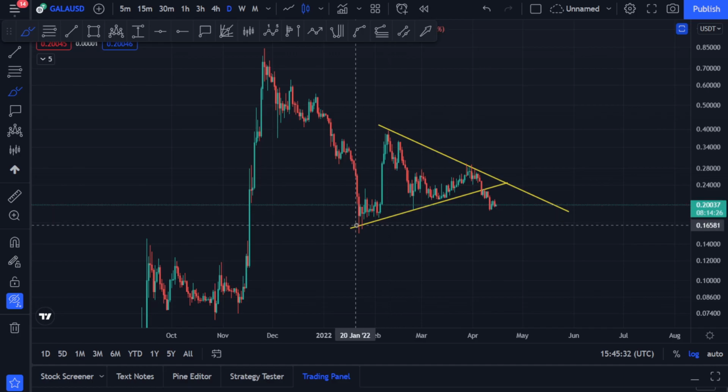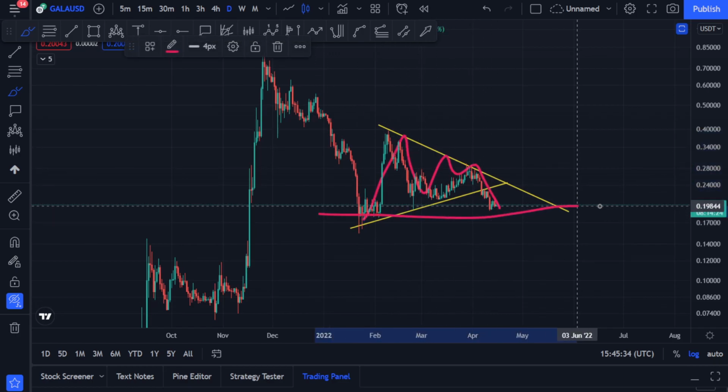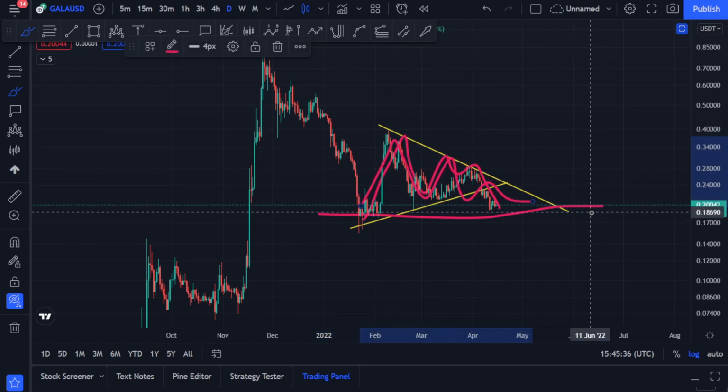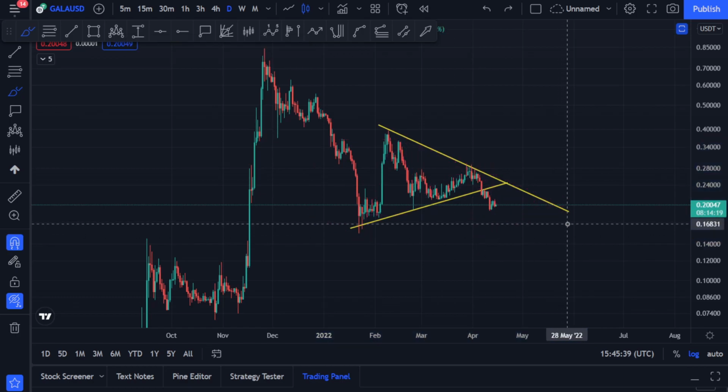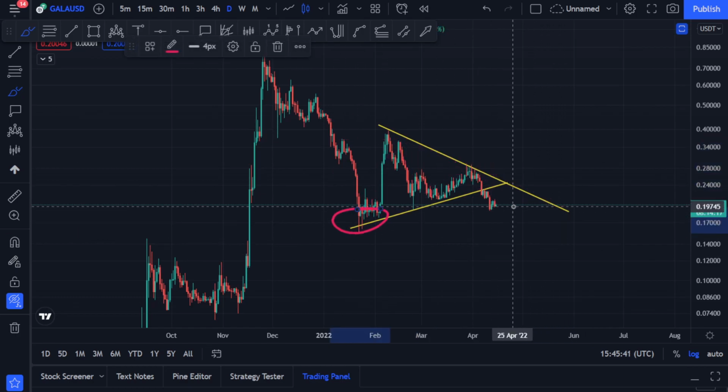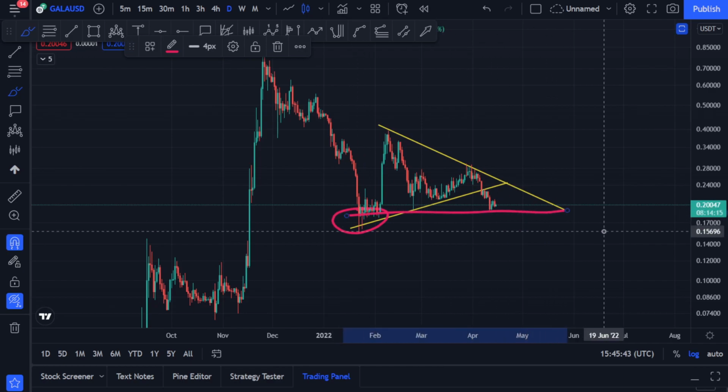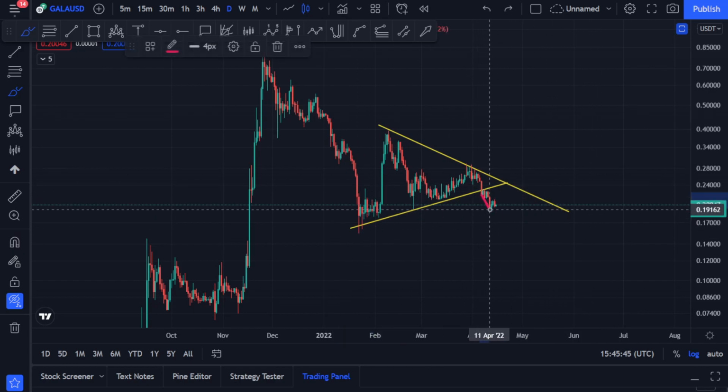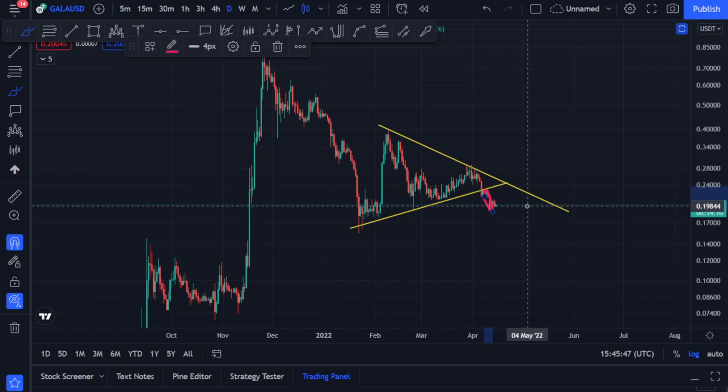Now, what is it doing? Usually, when they break these symmetrical triangles, they come and form these descending triangles as well. Okay, so you can see we are actually sitting at these support levels. Okay, and we did break down. This was the retest, and now it's coming down.